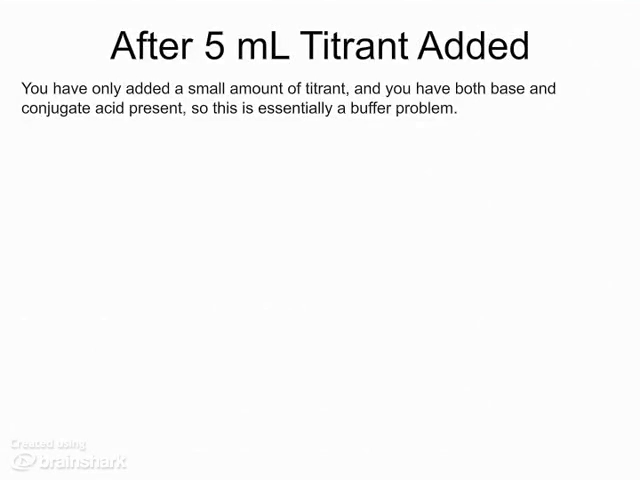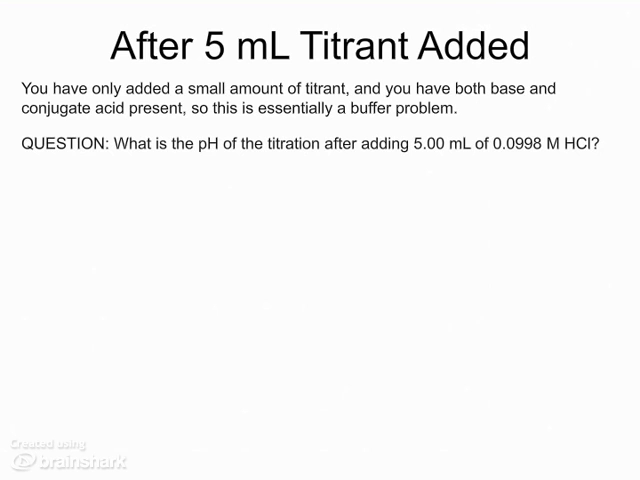We want to determine the pH of our solution after adding 5 milliliters of titrant. At this point, you have both base and conjugate acid present in your solution, so this is a buffer problem. We want to know the pH of the titration after adding 5 milliliters of 0.0998 molar HCl.